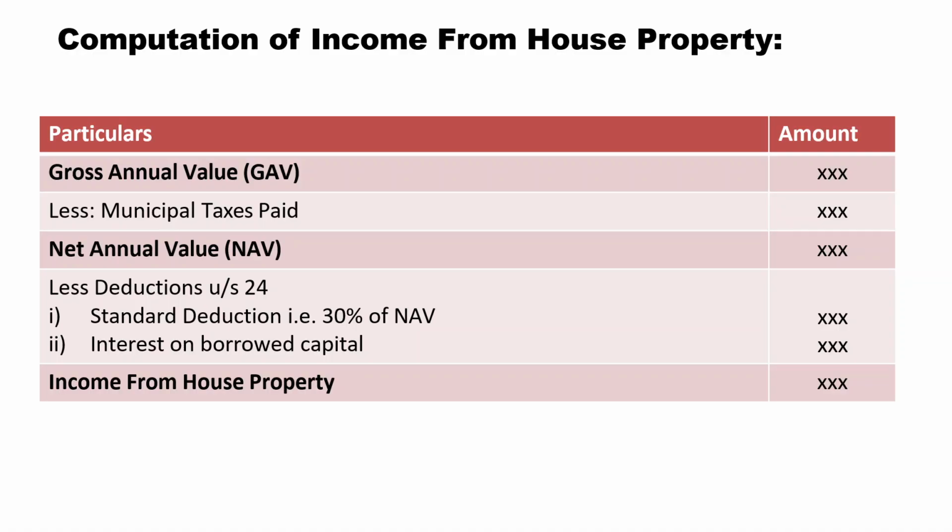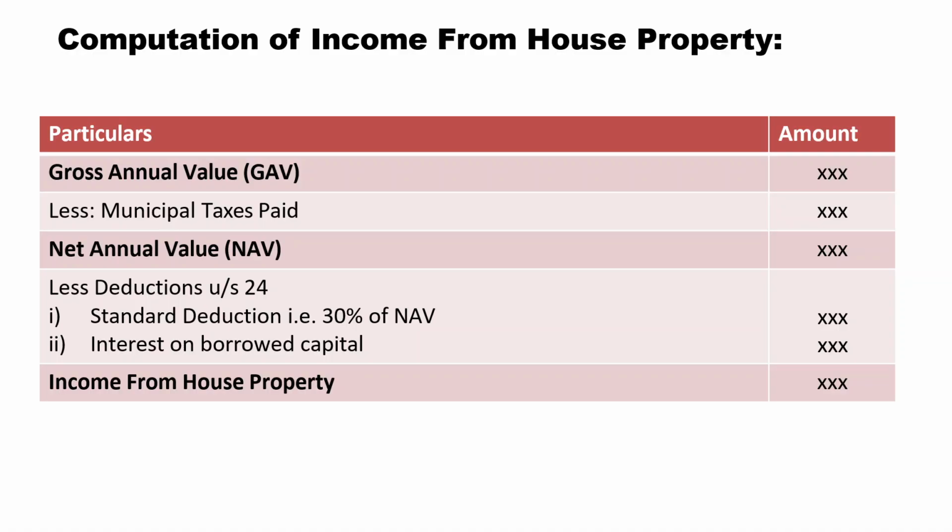Understood? These taxes won't be deducted from the gross annual value when they were unpaid during the previous year, or when they were paid by the tenant. If these taxes are fully paid by the assessee in the previous year, then these will be deducted. Clear? Understood? After deducting municipal taxes from the gross annual value, the next amount we get is called what? Net annual value.